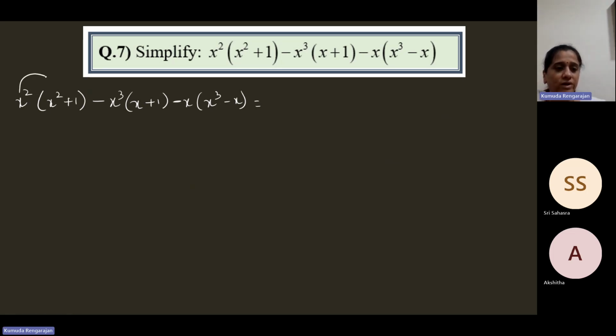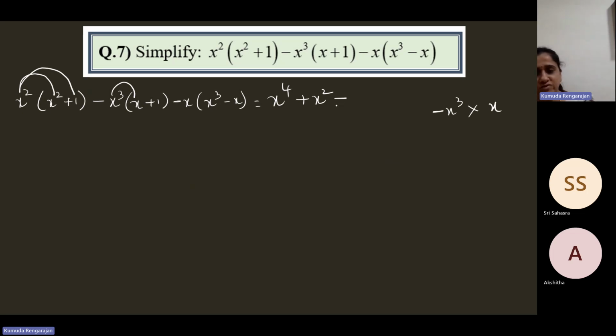Now, let's start. X squared into x squared. See, when you're multiplying x squared into x squared, add the powers, x to the power 4. Then x squared into plus 1. Anything into 1 is the same thing. So x squared as it is. Correct? Then this into this. Remember, you're also multiplying the signs. It's minus x cubed and x, right? So it's like minus into plus. There's no sign means plus. Minus into plus, minus. Multiply the signs first.